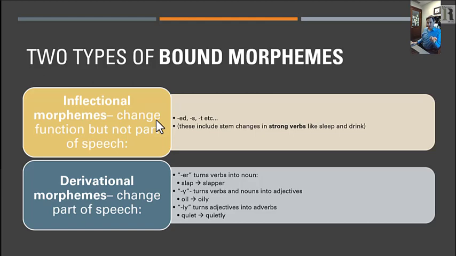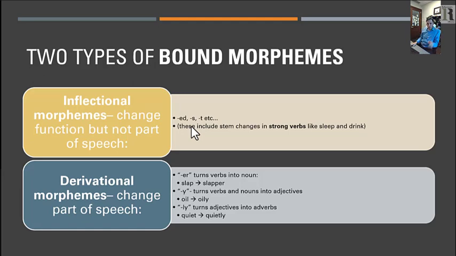There are inflectional morphemes. These change the function but not the part of speech, such as our verb endings -ed, -s, -t, etc. We've looked at these already. These include the stem changes in what are called strong verbs in English, like sleep and drink. We don't say I sleeped and drinked. We say I slept and drank. And we talked about this already in the first week with reference to how sound changes and the principle of analogy and all that. Inflectional morphemes do not change the meaning of a word, but they change how it's functioning in a sentence. They change its relationship to other words.